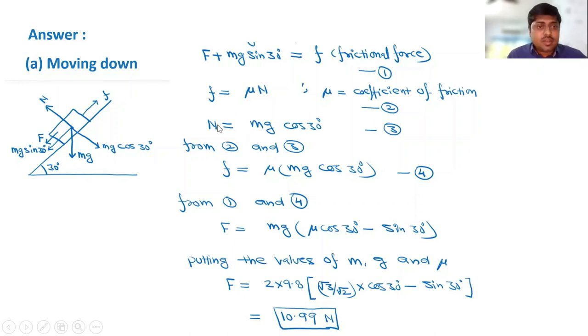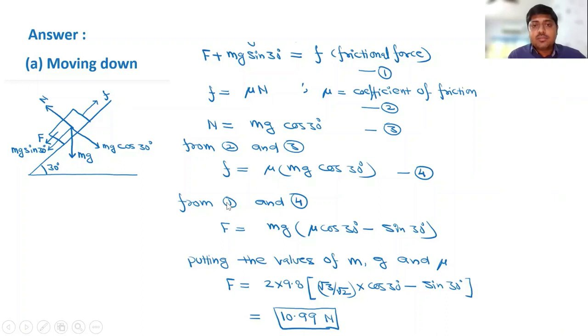Here again, from this diagram and the components of these acting forces, we know that the reaction force will be equal to mg cos 30 degrees, this force. So let's say this is our equation 3, this is our equation 2, and this is our relation for equation 1. From these 2 and 3, we can write the frictional force like this, mu times mg cos 30 degrees. Say this is our equation 4.